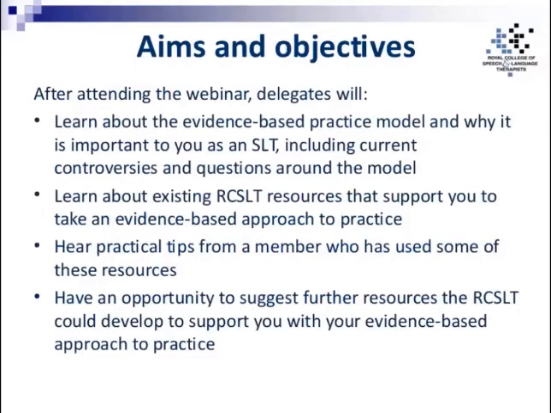So I'm going to move on to the aims and objectives of the webinar today. Firstly, the aim is to learn about the evidence-based practice model: why is it important to you as an SLT? And to think about some current controversies and questions around the model. We'll also think about existing RCSLT resources that can support you to take an evidence-based approach to practice. We'll hear practical tips from Anna, a member who has used some of these resources and other resources in order to take an evidence-based approach. And there'll be an opportunity for you to suggest further resources that the RCSLT could develop to support your evidence-based approach. So, with no further ado, I will hand over to my colleague Hazel, who will begin.